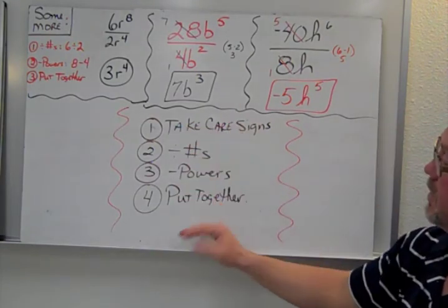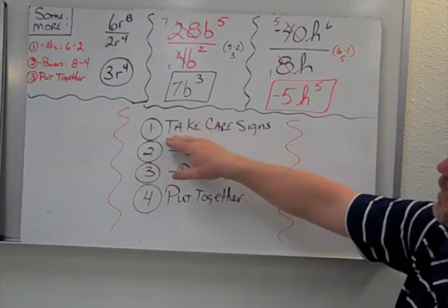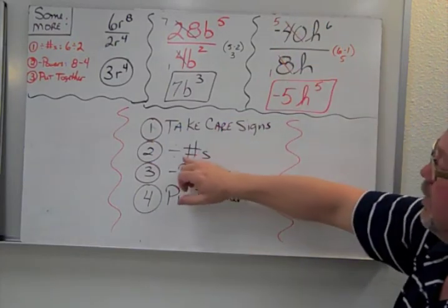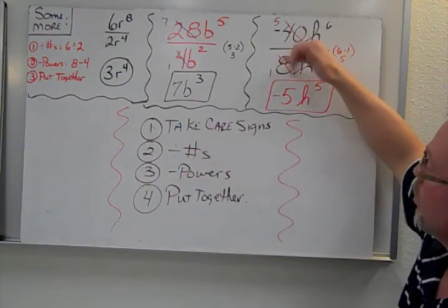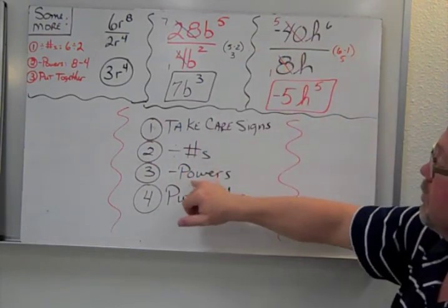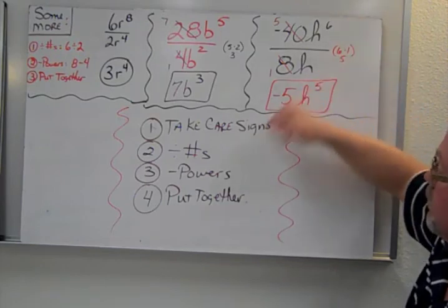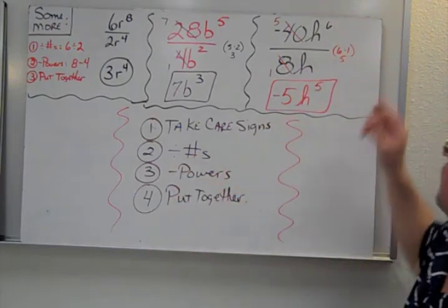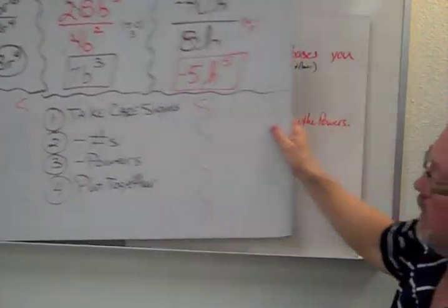So here's some of the things that you want to take care of. First of all, take care of your signs. So in this one, we took care of this being negative. We divided our numbers, or reduced them. We took the powers and we subtracted the powers. In this case, we subtract because they're all positive. And finally, we put together the answer as we look at it.